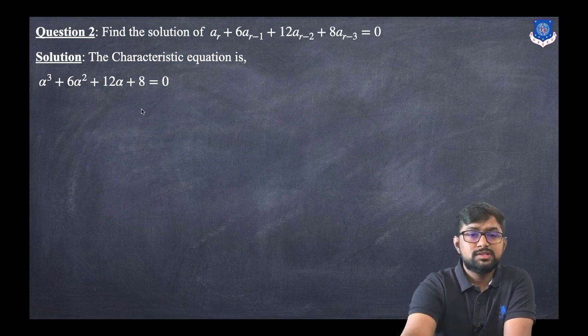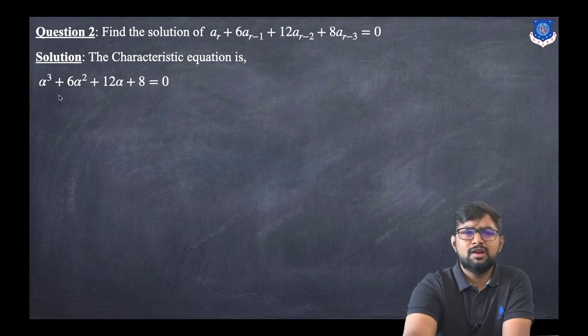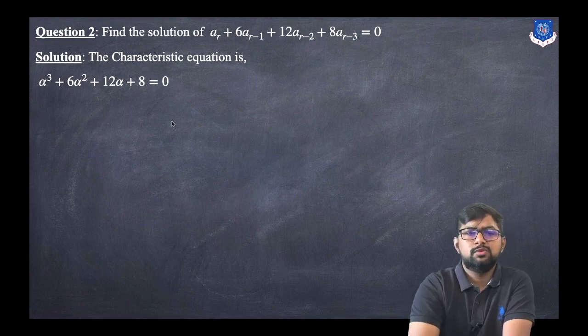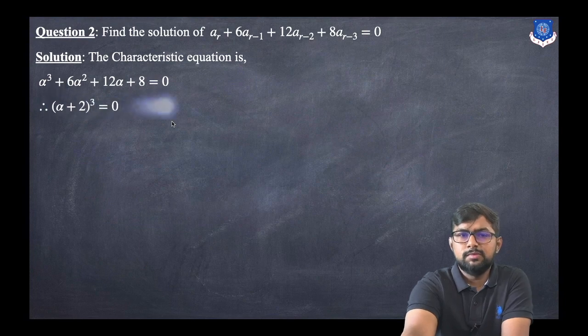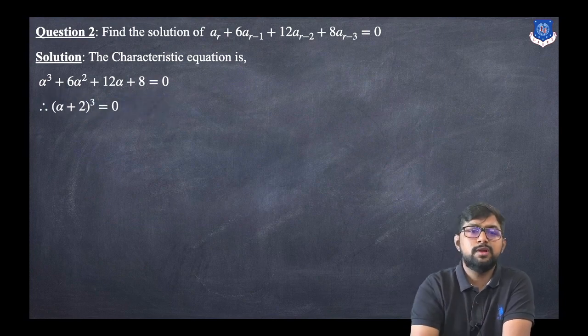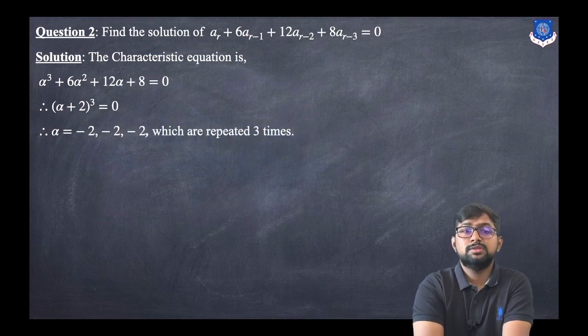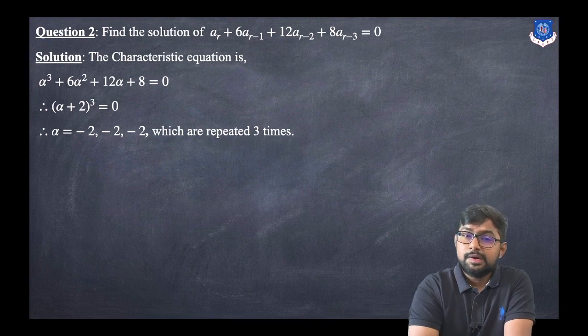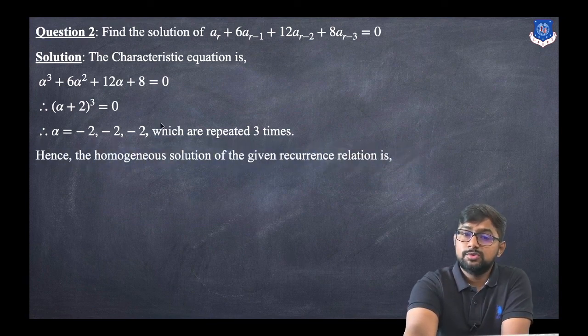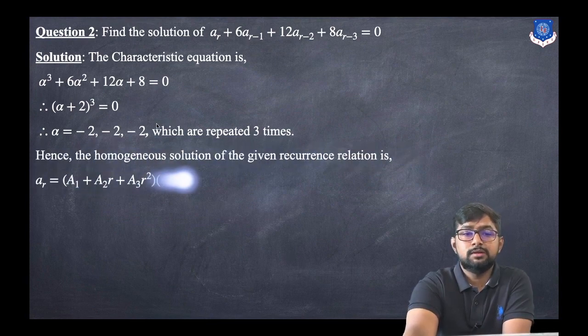So let us start with alpha raised to 3, or alpha cube. So alpha cube plus 6 alpha square plus 12 alpha plus 8 equals 0. Now it is a cubic equation, so the factors will be like this: (alpha + 2)^3 = 0. So alpha will be minus 2, minus 2, minus 2, three times, because we have a cube, so it is repeating 3 times.